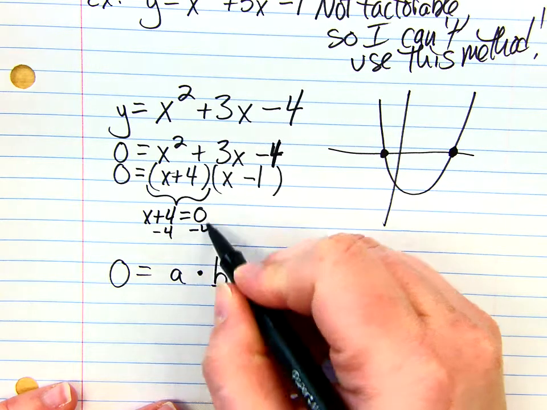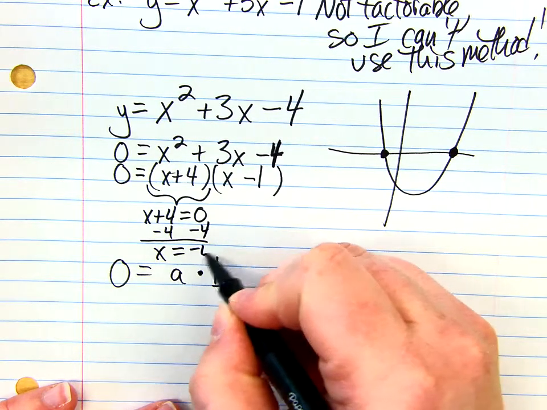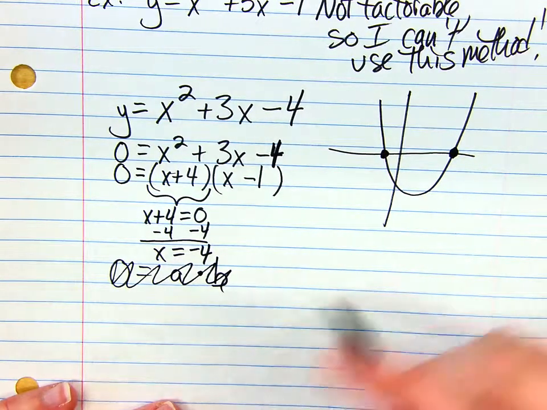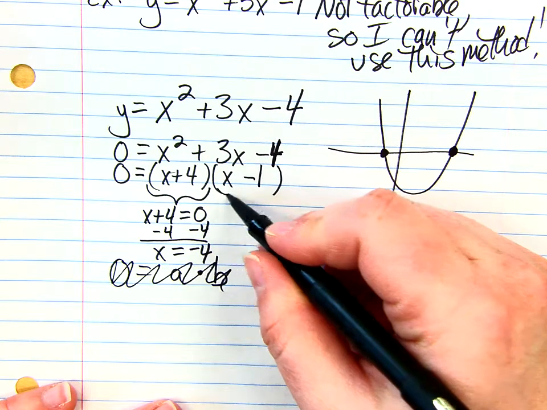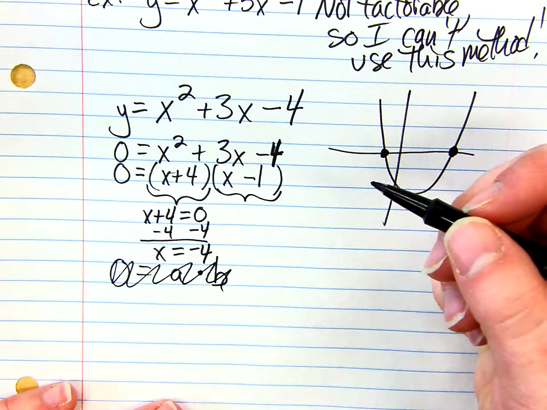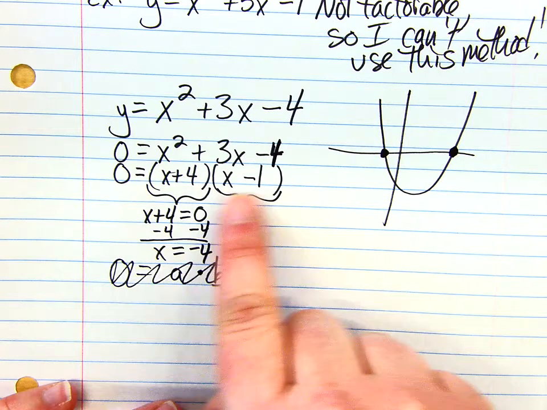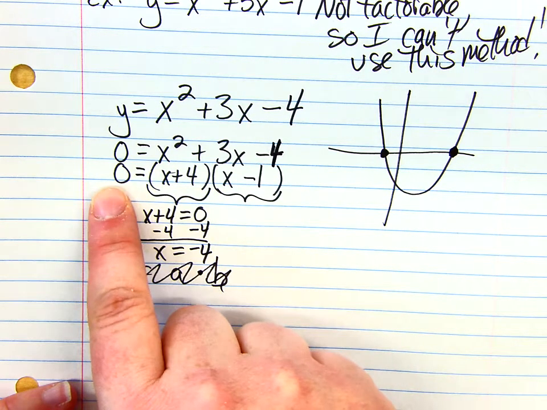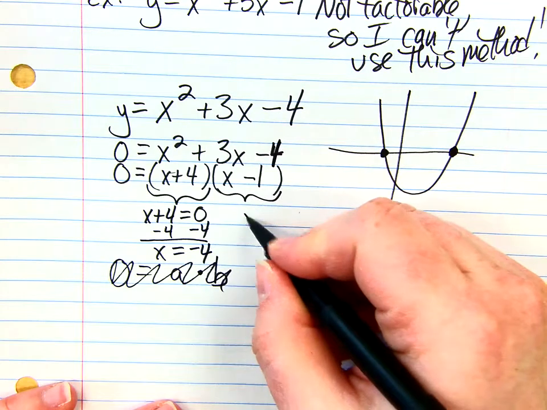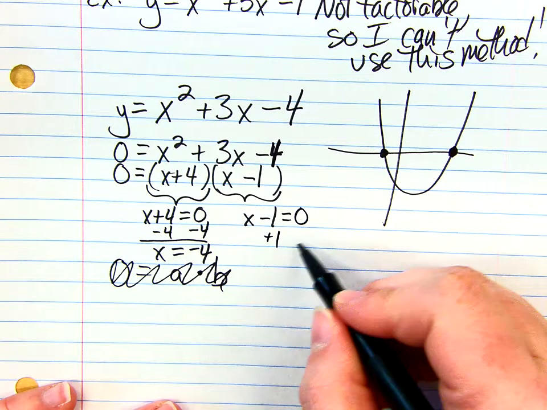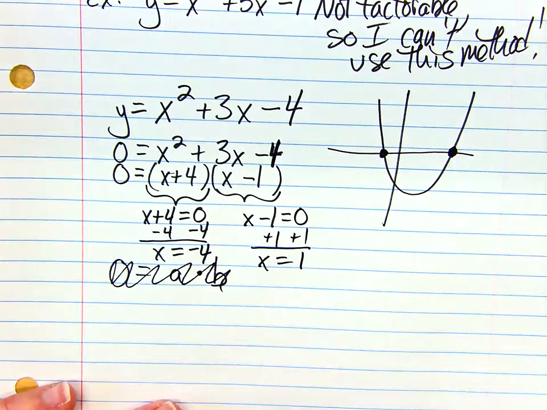So minus 4 from both sides. One of my answers is negative 4. Okay. Now that makes sense. Then I take this one, same thing. This thing could also equal 0, and then the whole thing would equal 0. If that was 0, it doesn't matter what this is. 0 times this whole thing would equal 0 still. So I take x minus 1 and set it equal to 0. I can add 1 to both sides. My other answer is a positive 1.